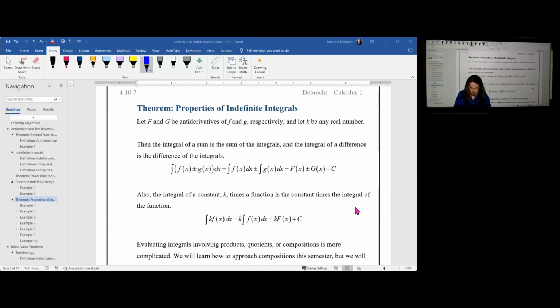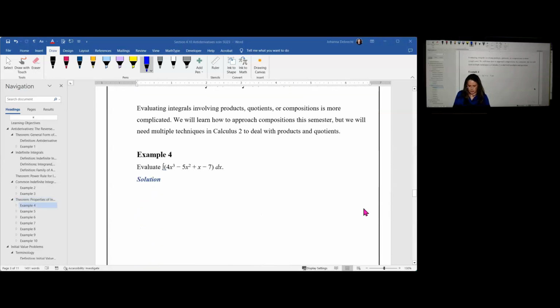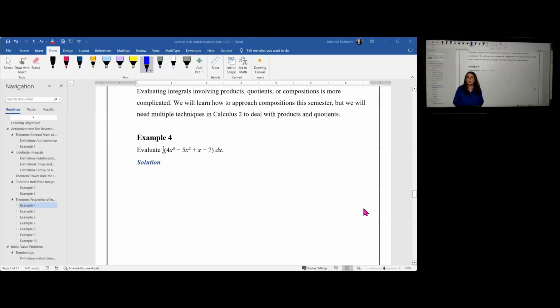Now, evaluating integrals that involve products or quotients or compositions is much more complicated. We will learn how to integrate with compositions this semester in a process called U substitution later in chapter 5. However, when we have products and quotients in the integrand function, then we're going to need more advanced techniques, and that will have to wait until Calculus 2.